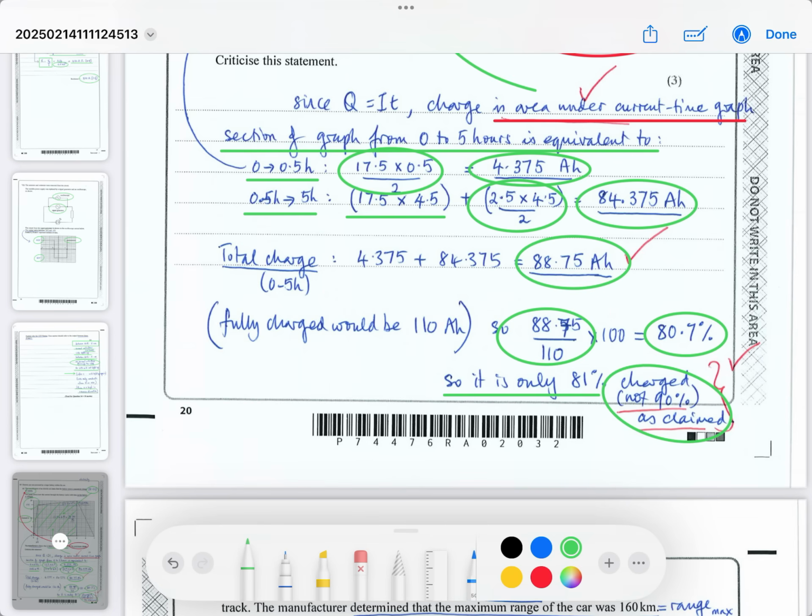It is not correct. Okay, so you can see where I've put the ticks, knowing that the area under the graph is charge, working out the total charge under the graph is 88.75 amp hours or thereabouts, and realizing that this is not 90% charged. There's different ways of showing that.